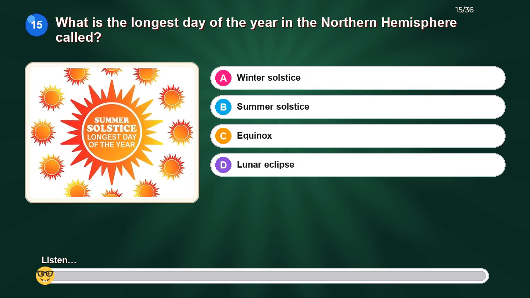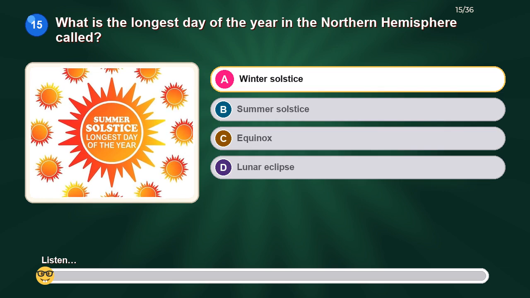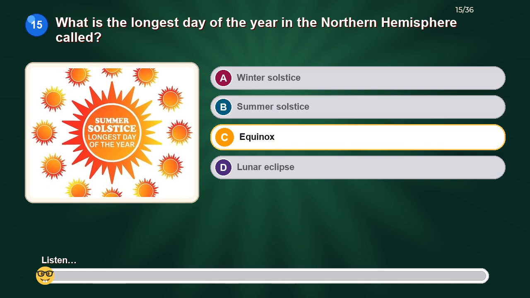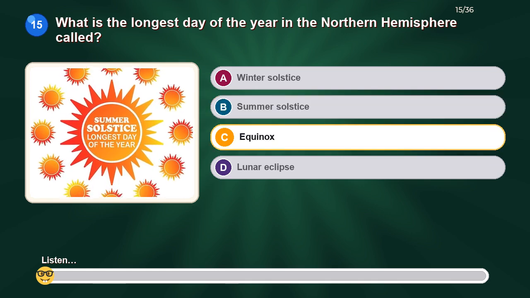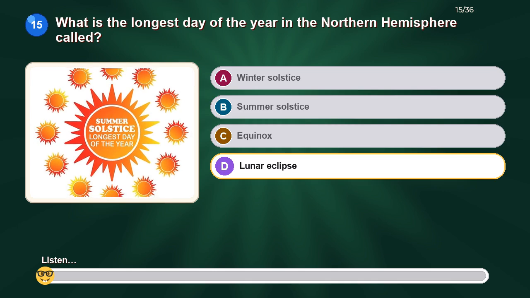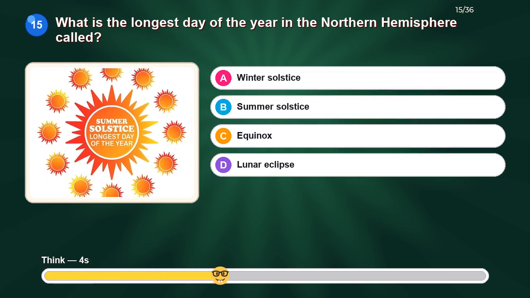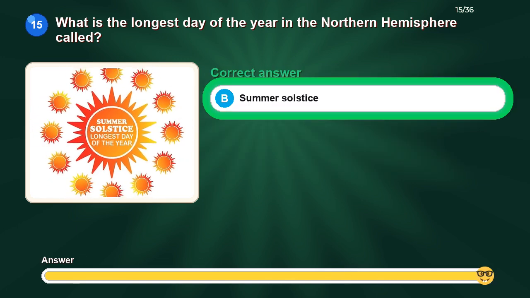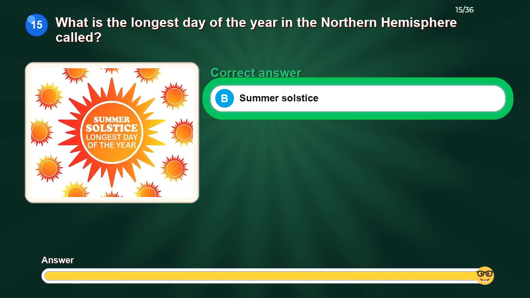What is the longest day of the year in the northern hemisphere called? Option A. Winter solstice. Option B. Summer solstice. Option C. Equinox. Option D. Lunar eclipse. The correct answer is summer solstice.